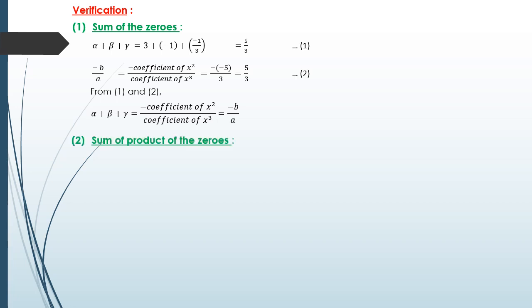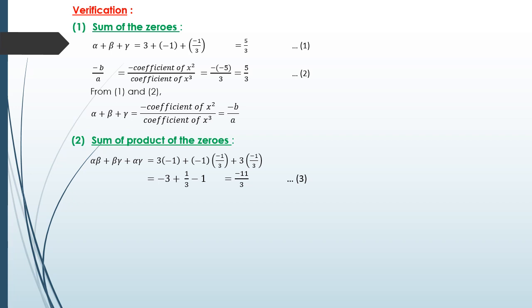Next, let us verify the second relation, that is the sum of the product of the zeros taken 2 at a time. That is nothing but alpha into beta plus beta into gamma plus alpha into gamma. So first of all, let us put values here. Alpha is 3, beta is minus 1. So 3 into minus 1 plus minus 1 into minus 1 by 3 plus 3 into minus 1 by 3. Again, solving this further, 3 into minus 1 is minus 3. Minus 1 into minus 1 by 3 is 1 by 3. And 3 into minus 1 upon 3 is minus 1. Okay, so calculating this, we'll get it is equal to minus 11 upon 3. So let us call this equation number 3.